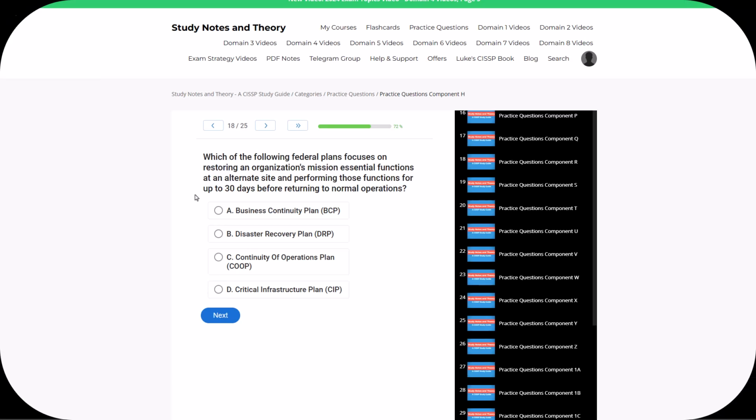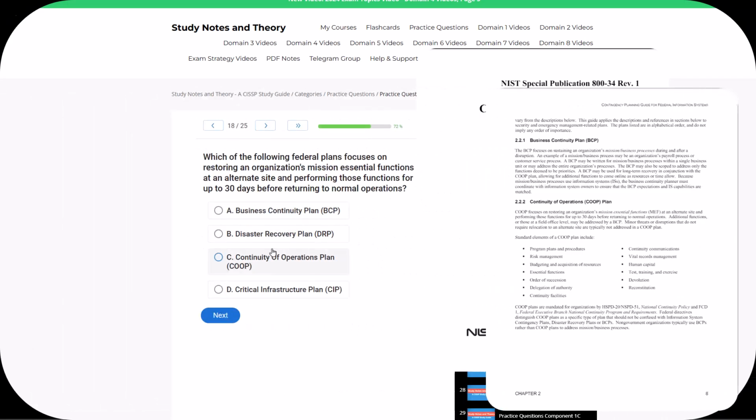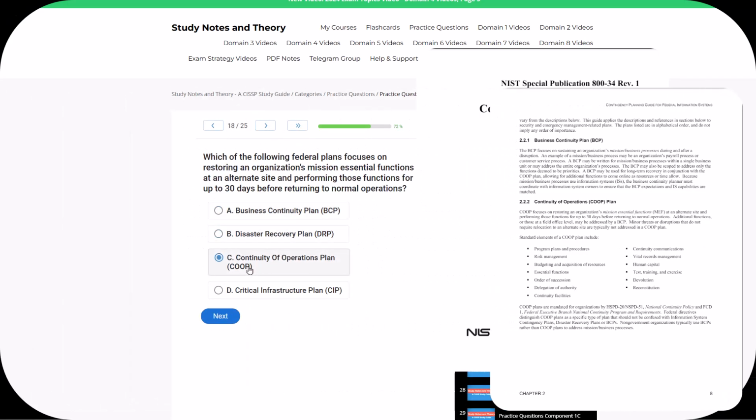Let's see. Which of the following federal plans focuses on restoring an organization's mission essential functions to an alternate site, and performing those functions for up to 30 days before returning to operations? Federal plans. I know one thing. Continuity of operations plans, COOP, is in NIST documents, and NIST documents are guidelines for federal agencies. So based just on knowing that, COOP is most synonymous with business continuity at a federal level. I'm going to say it's choice C.